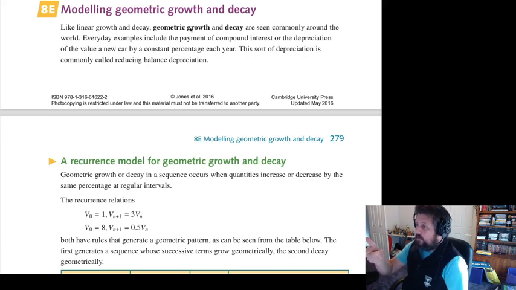It says here some examples including the payment of compounding interest, or the depreciation of the value of a new vehicle by a constant percentage each year. This sort of depreciation is commonly called reducing balance depreciation. So when you hear the words reducing balance depreciation, we're using this particular method, geometric decay. It is different than straight line depreciation, which is the linear decay. So it's those words that you hear to decide which one we're going to be using.